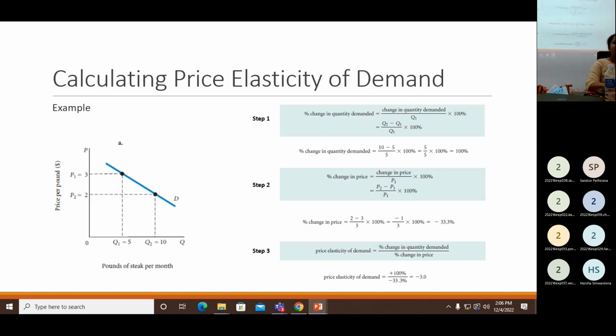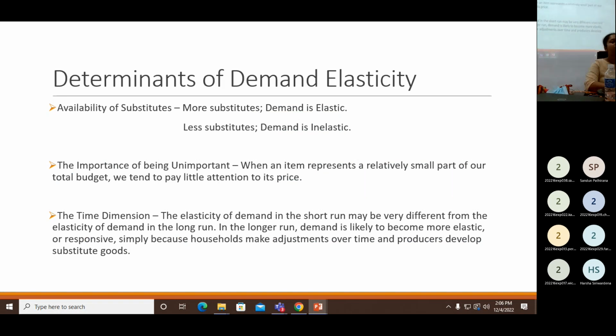Now we will look at the determinants of demand elasticity. So what are the determinants? Do you need a little more time?